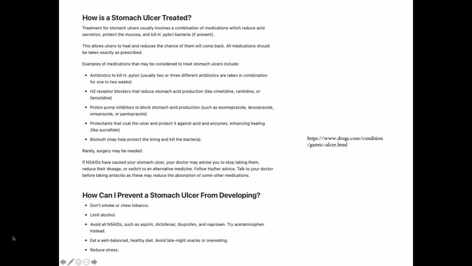And this just gives you at the bottom some ways to prevent stomach ulcers from developing. So avoid tobacco, limit alcohol, avoid NSAIDs if that's the cause of a stomach ulcer, eat a well-balanced, healthy diet, avoid late-night snacks or overeating, and reduce stress.